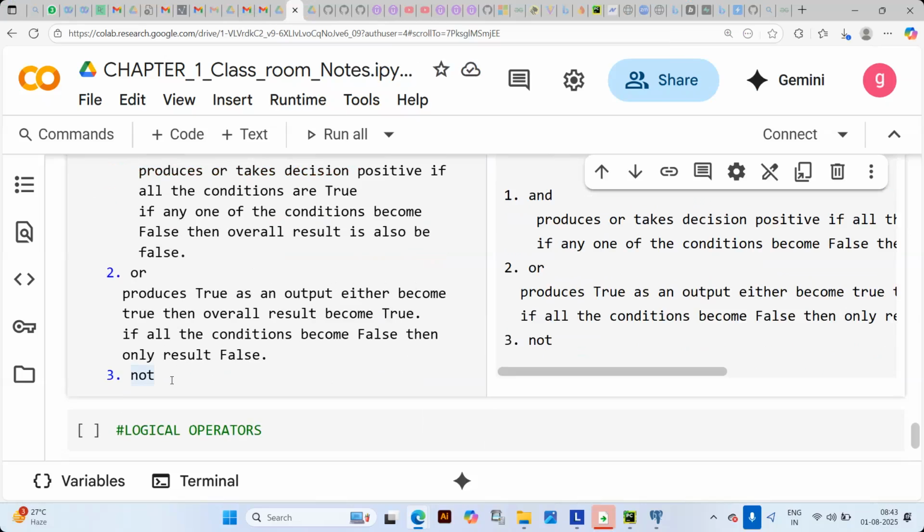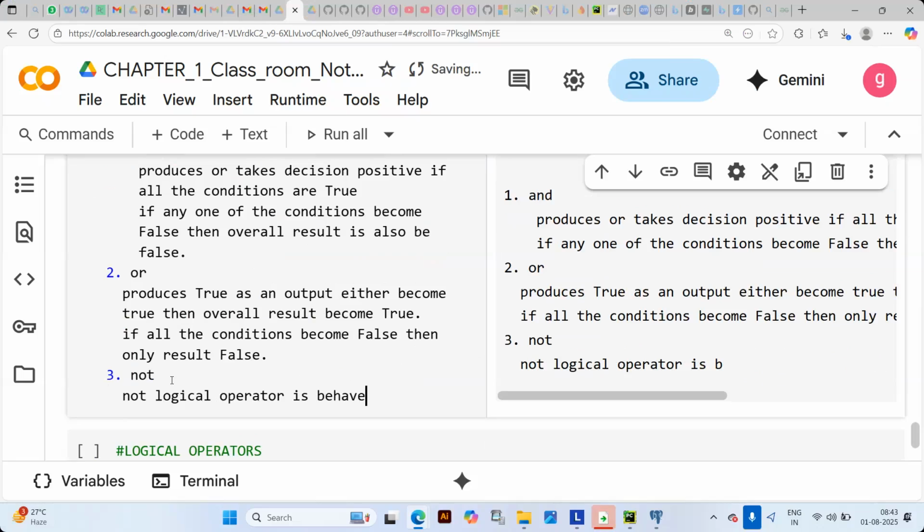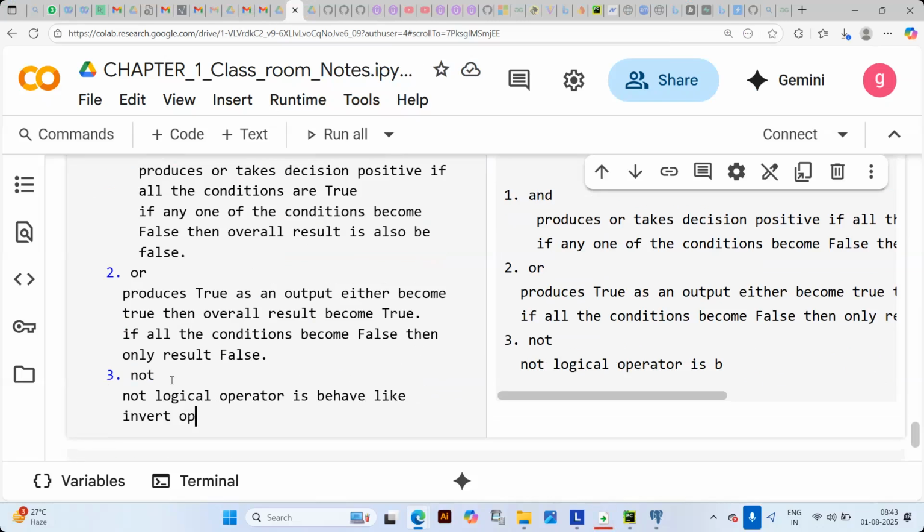Coming to the NOT operator. The NOT logical operator behaves like an invert operator. It means true becomes false and vice versa.